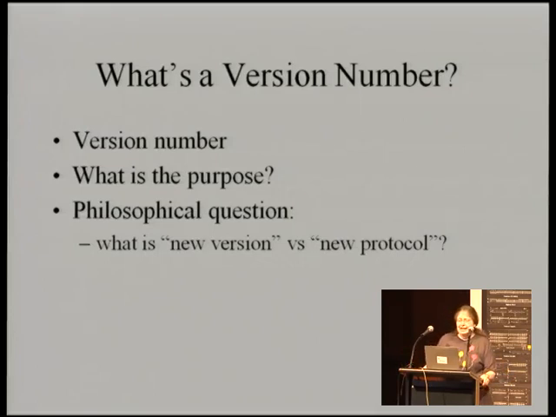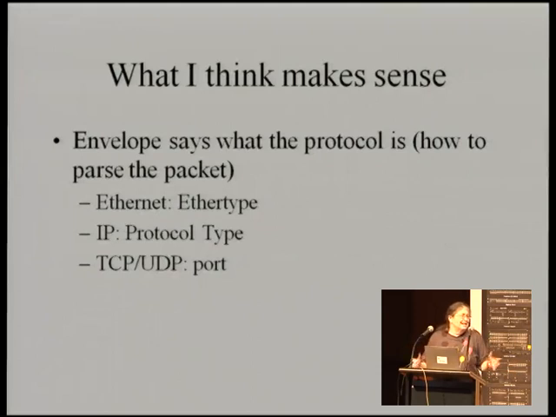And so first we have to ask a philosophical question, which is, what is a new version of a protocol versus a new protocol? So for instance, is IPv6 just a mild new version of IP, whereas CLNP would be ripping the heart out of the internet and putting in a foreign substance? In what sense are they any different? Is one so different that it's a new protocol and the other one's just a new version? Well, the only thing that I've ever seen that makes sense with a version number is that an envelope says how to parse the packet. It says what protocol is inside.